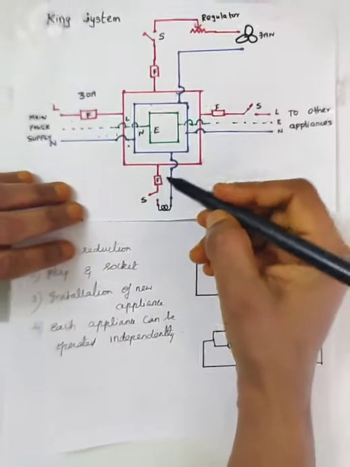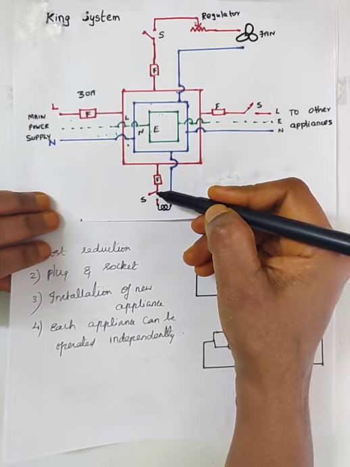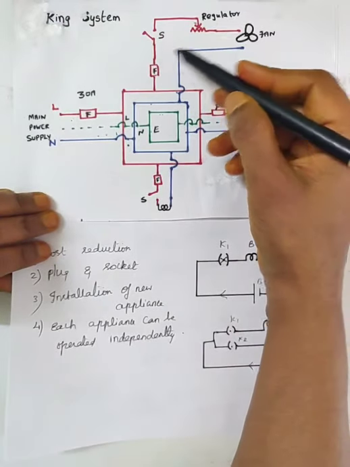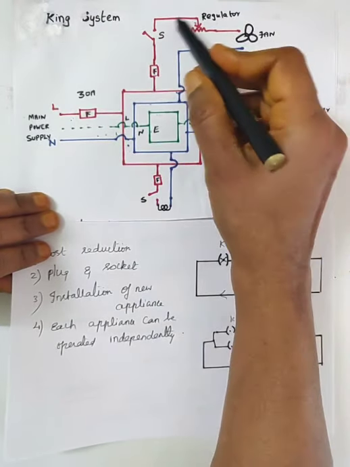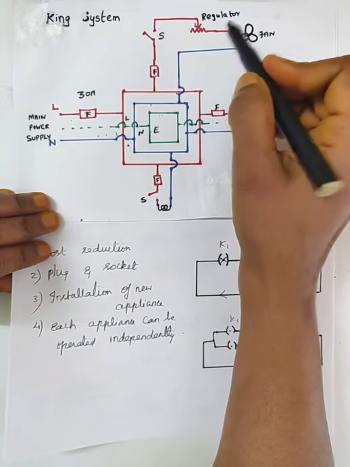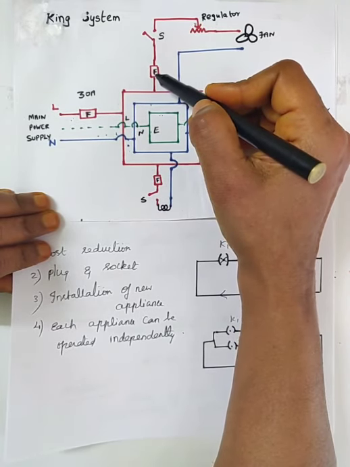Next one, in the ring system of wiring, we had seen that the fuses are always connected in the live wire. Can you see in the diagram? See here, for the fan, one terminal of the fan is connected to the live wire and the fuse is connected in the live wire.